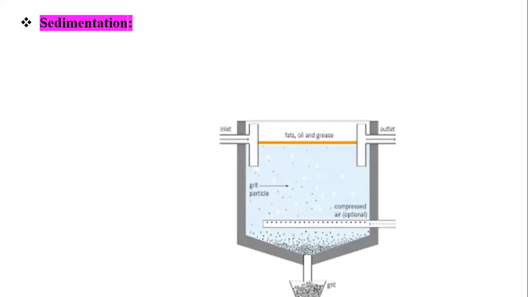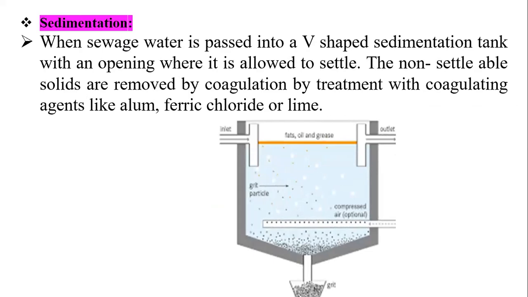In this sedimentation technique, sewage water is passed into a V-shaped sedimentation tank, as you can see in the diagram. There is an opening where the solids are allowed to settle. The non-settled solids are removed by coagulation. By treatment with coagulating agents such as alum, ferric chloride, or lime, one can remove the sedimentation particles.